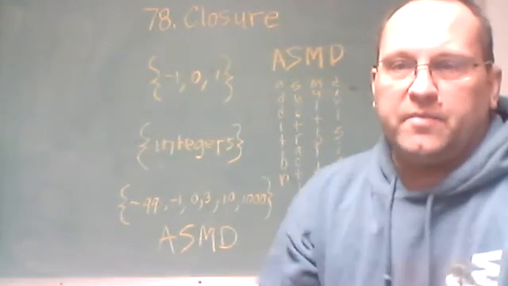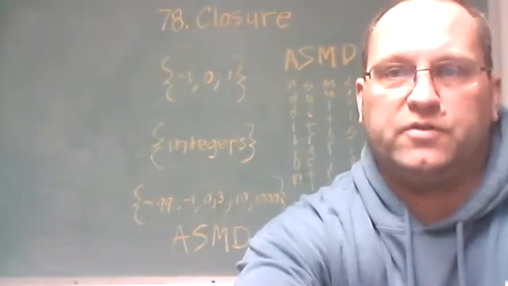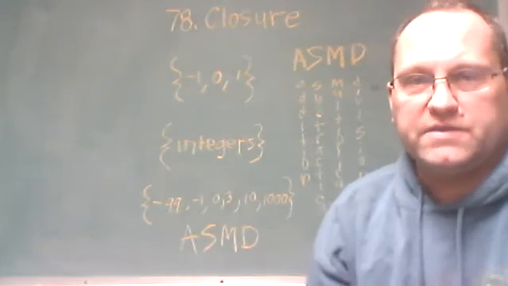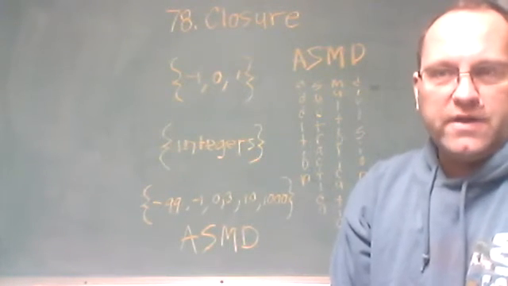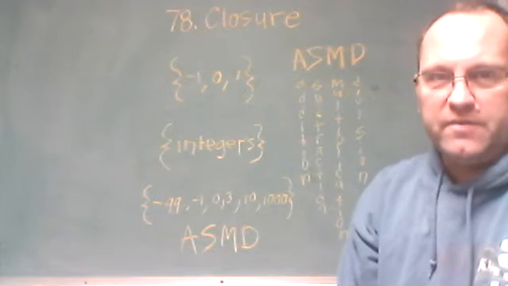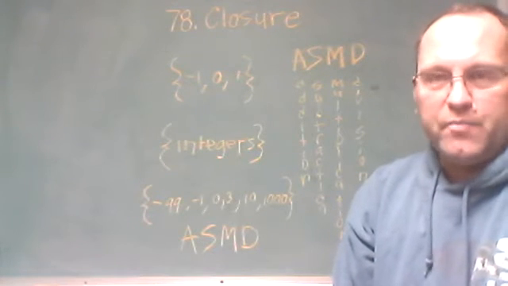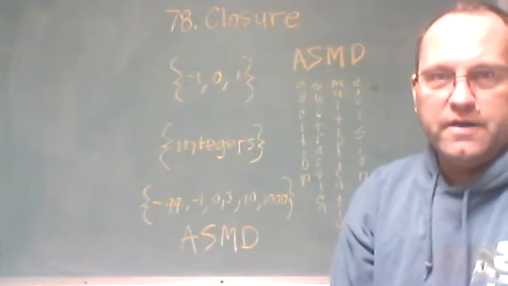Hi, this is a supplementary lesson for Algebra 1, lesson number 78 on closure. I just wanted to go over maybe a more simplified explanation than the book's explanation of closure.